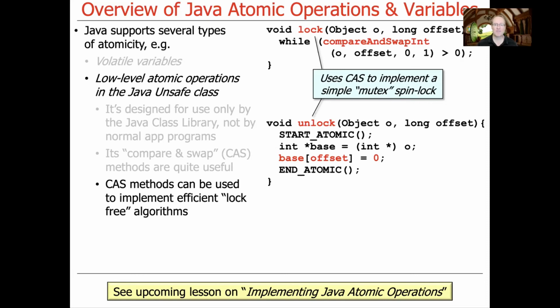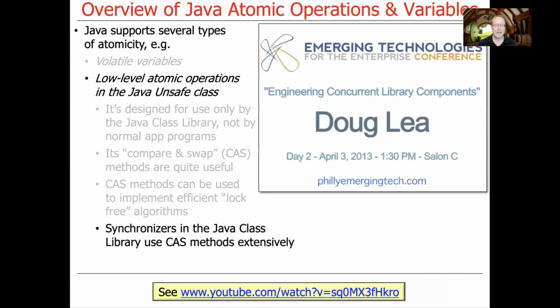Now, again, this is kind of C-like code. I'm sort of punning between C++ and C and Java here, but we'll go into more detail and look at how this works. But conceptually or logically, that's what's going on. Of course, the way it's really implemented under the hood is in hardware, but the operations that are exposed are using these methods called compare and swap. And there's compare and swap int, compare and swap long, etc. The synchronizers that are implemented in Java's class library use the CAS methods extensively.